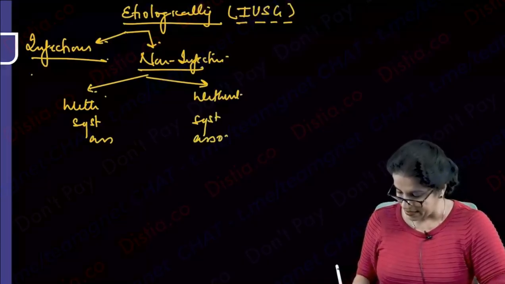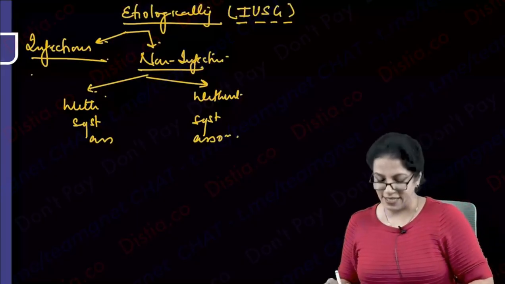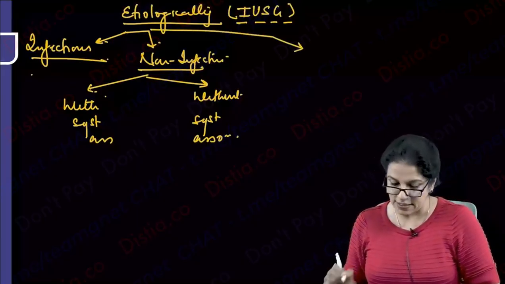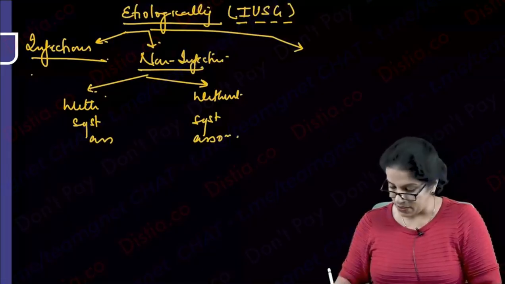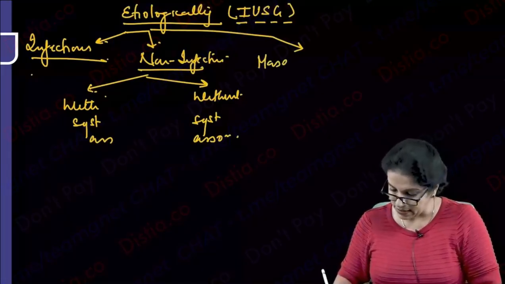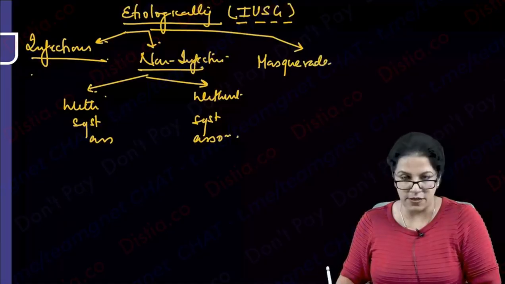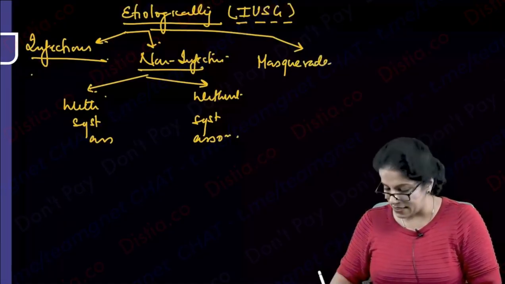Right. So, this is simple to learn. I hope you're learning along with me. And comes the third type. The third type etiologically is a broad heading called masquerade syndrome. I just want you at your level to know what is masquerade syndrome.